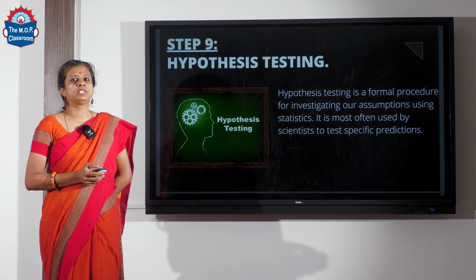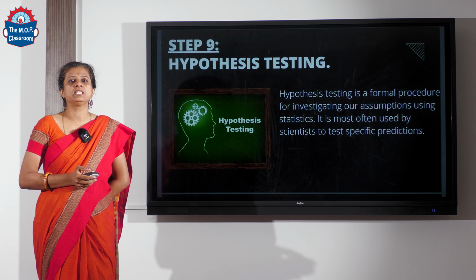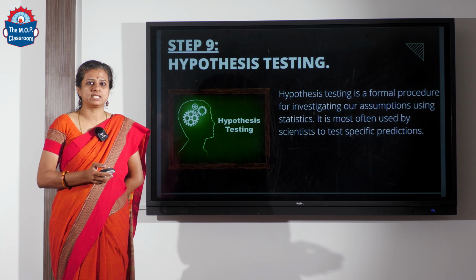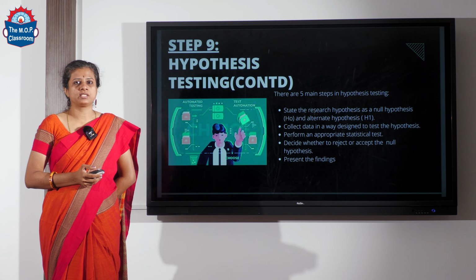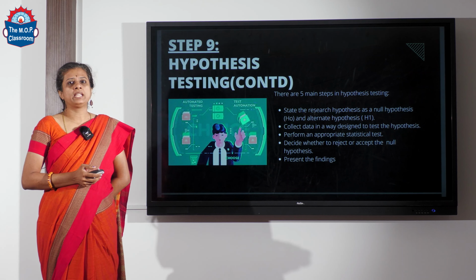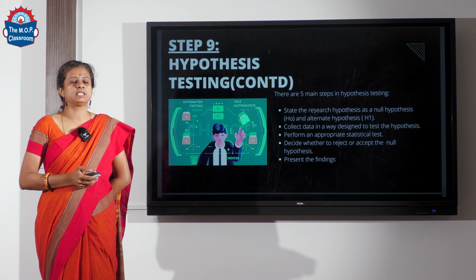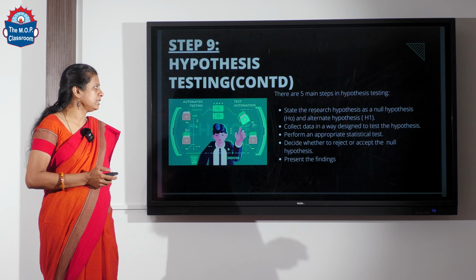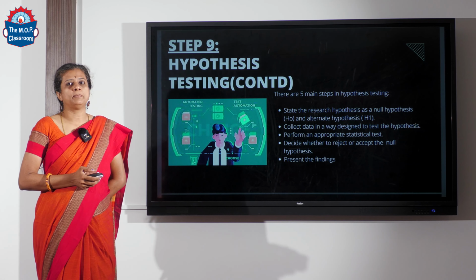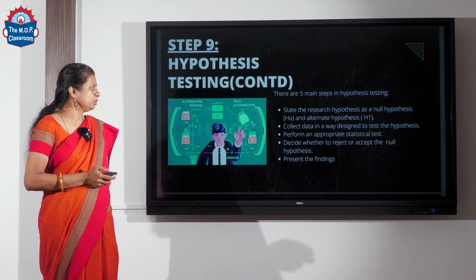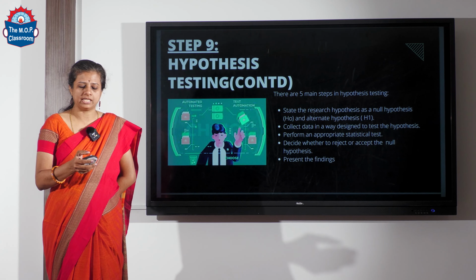Step 9 talks about hypothesis testing. Hypothesis testing is a formal procedure of investigating the hypothesis using some statistical tool. The 5 main steps in hypothesis testing are: first, frame the research hypothesis, both the null hypothesis and the alternate hypothesis, that is H0 and H1. Second, collect the data which is pertaining to the hypothesis. Third, perform the appropriate statistical test. Fourth, decide whether to accept or reject the hypothesis. And the last, present the findings.